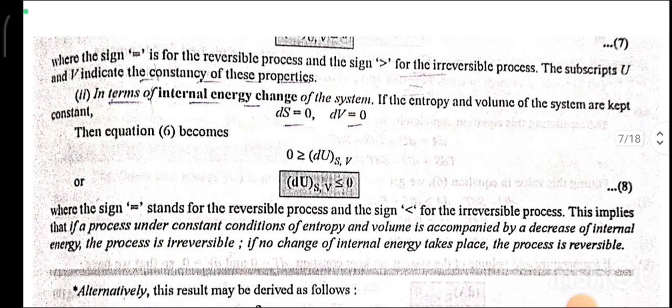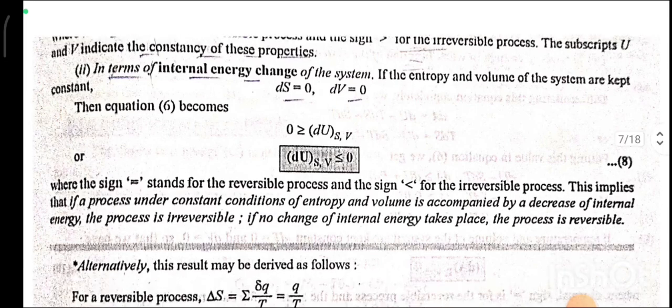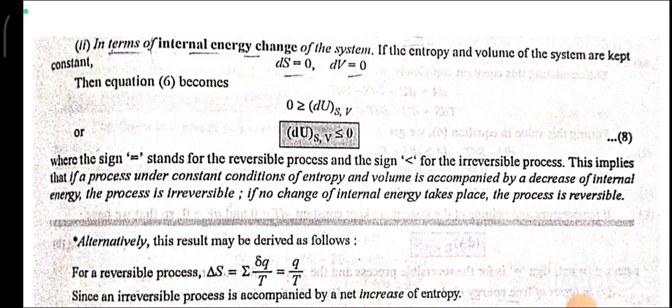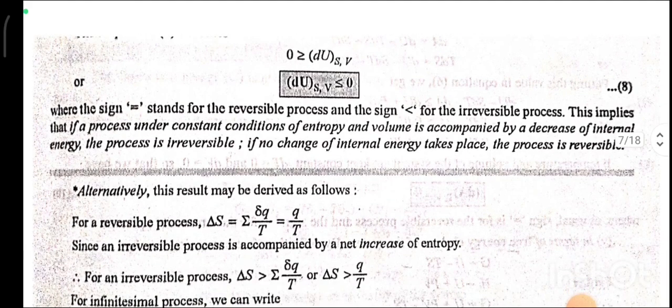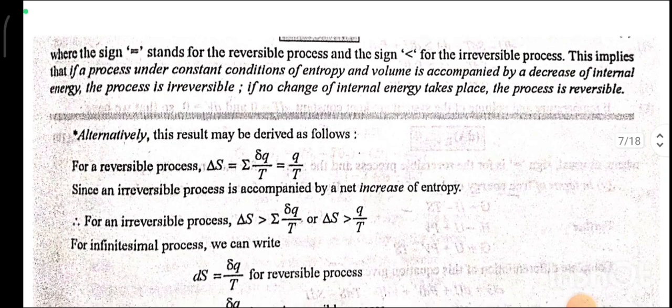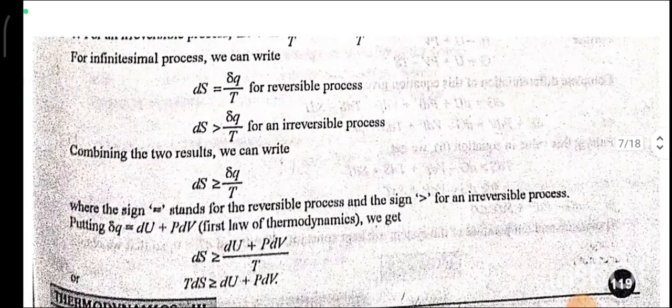In terms of internal energy change of the system, if the entropy and the volume of the system are kept constant, dS is equal to 0, dV is equal to 0, then dU at constant S and V will be smaller than or equal to 0, where the sign equal to stands for a reversible process and the sign smaller than for an irreversible process. This implies that if a process under constant conditions of entropy and volume is accompanied by a decrease of the internal energy, the process is irreversible. If no change of the internal energy takes place, then the process is reversible.